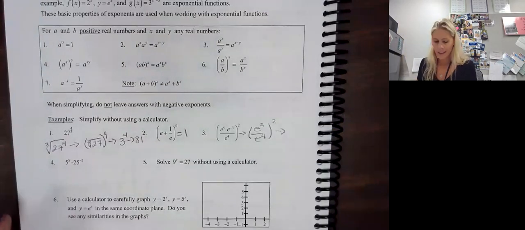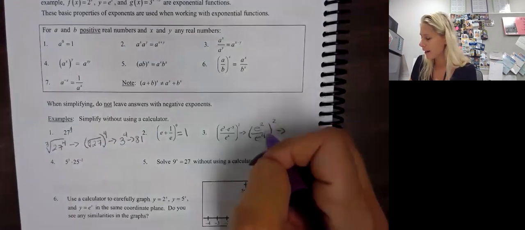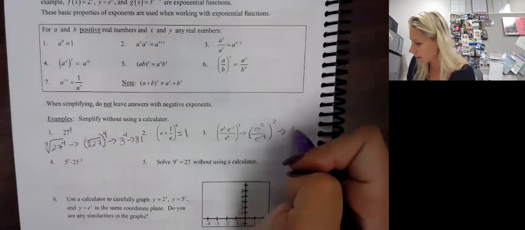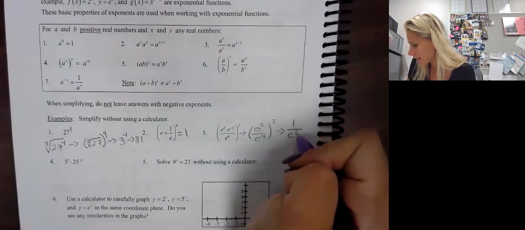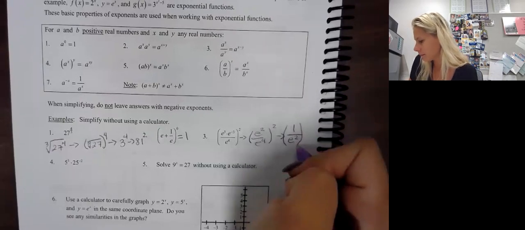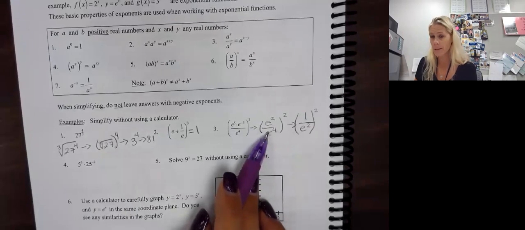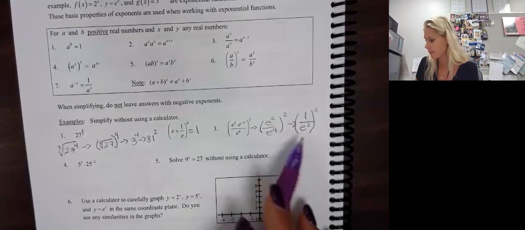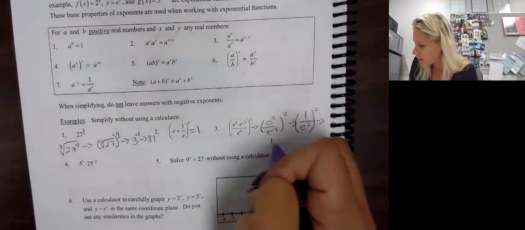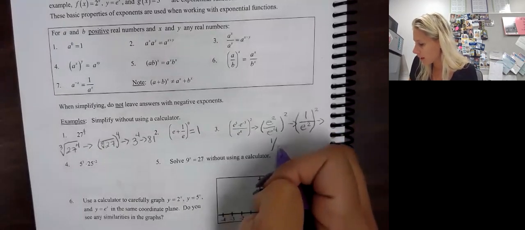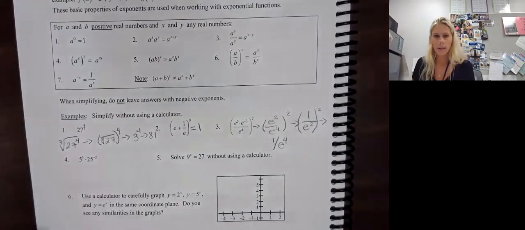Then division, I have a subtraction, right? So we get 1 over e to the 2nd, squared. Okay, the larger is in the denominator, so it's going to end up in the denominator. And then 1 squared is 1, and e squared squared is e to the 4th. So there is our answer.